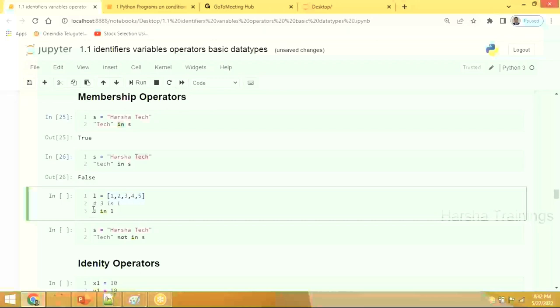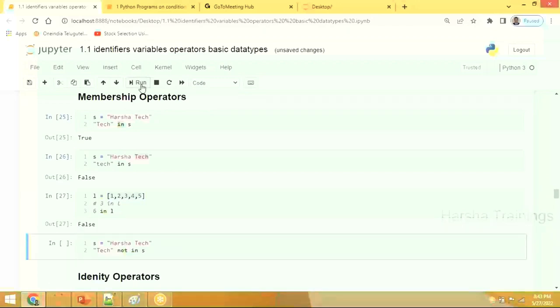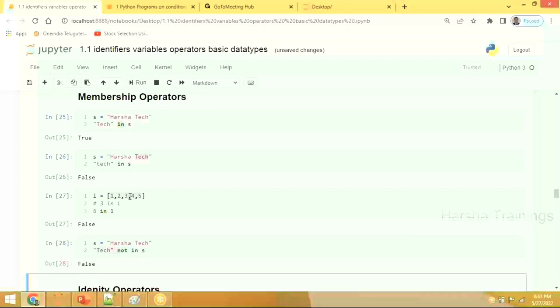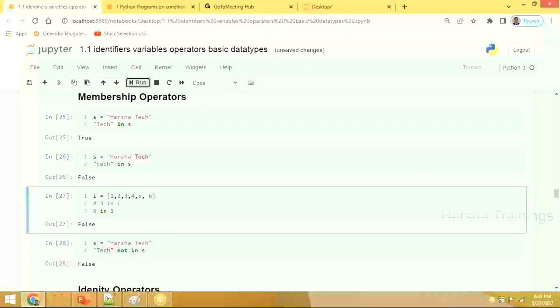Now this is called a list: 1, 2, 3, 4, 5. I am asking my machine, 6, is it a part of this list? No, so it returns false. Now, tech, is it a part of the string? Yes, as you already discussed. Now, if I ask for 6 after adding it, what will the answer be? It is true.